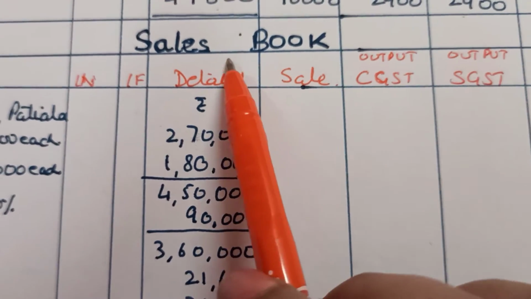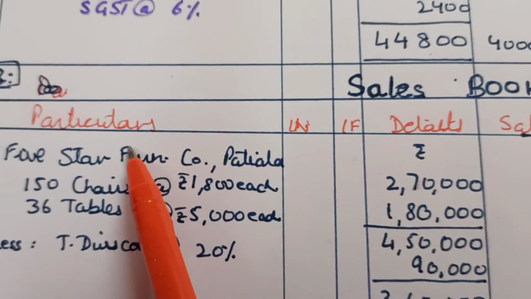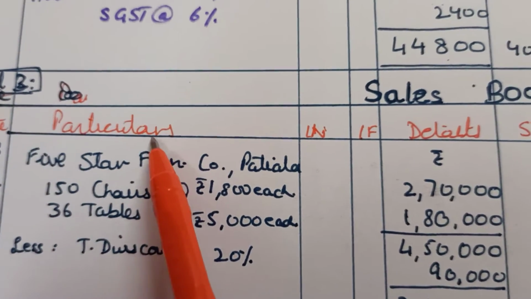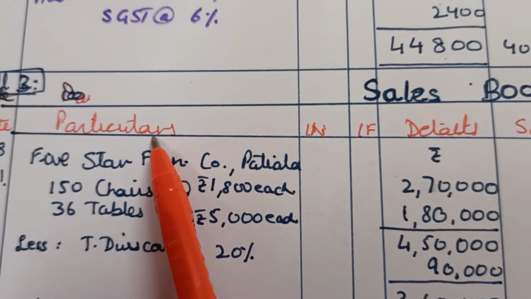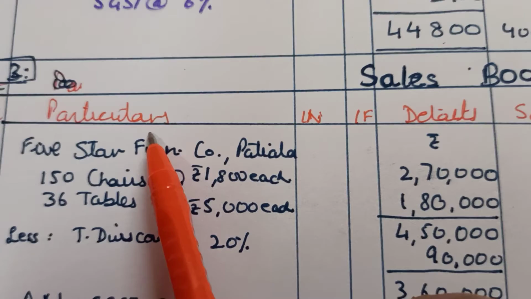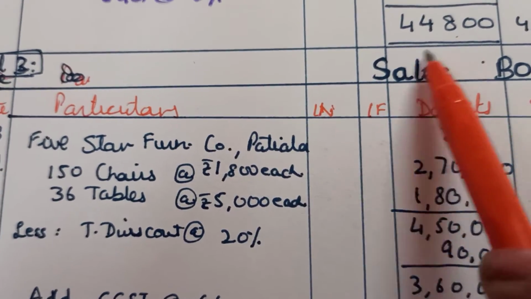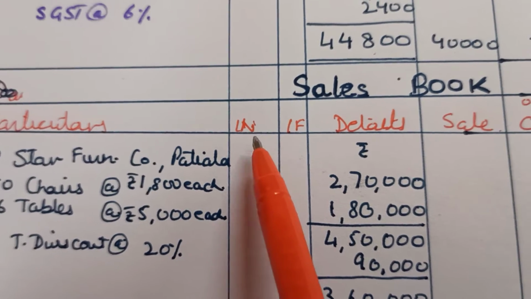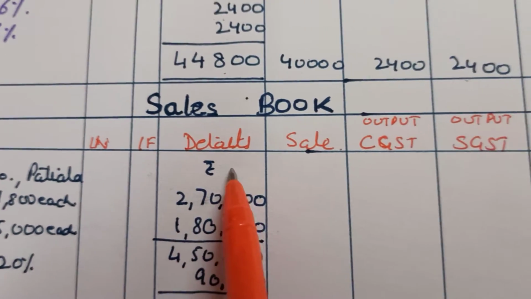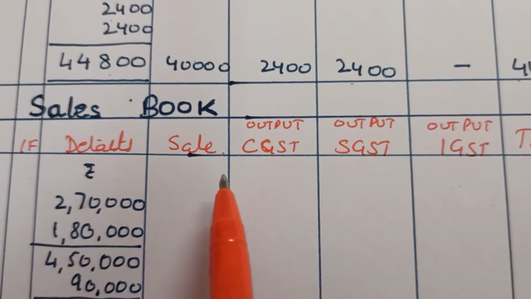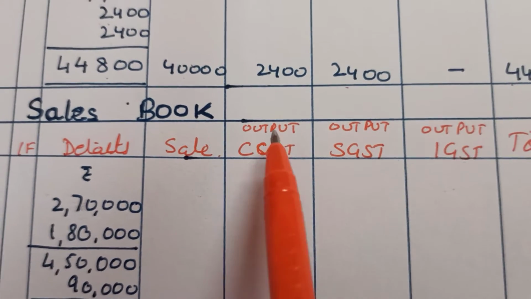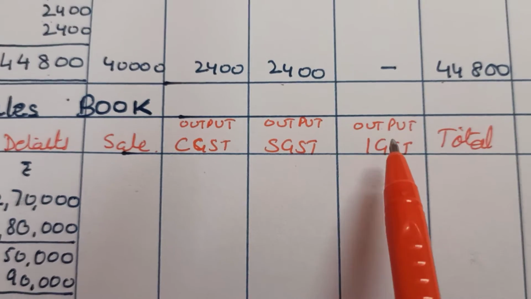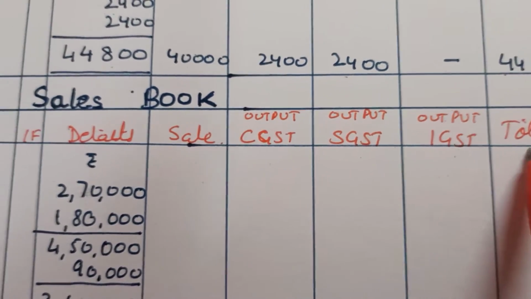Here the sales book. The columns are the same, 10 columns. Column number 1, date. Column number 2, name of the customer. In the purchase book, we had name of the supplier. In the sales book, we will record name of the customer. The ledger folio and the invoice number. Details, the sale amount, only the sale amount. Output CGST, output SGST, output IGST and the total.